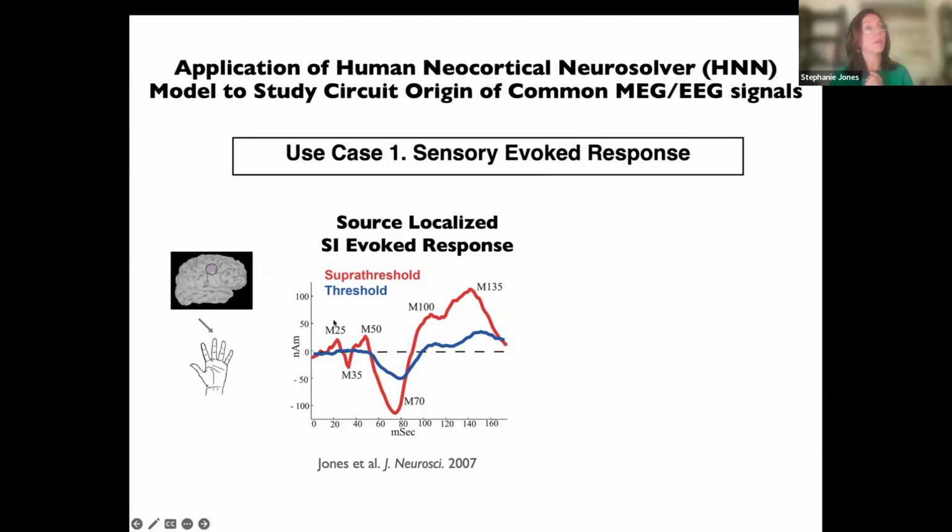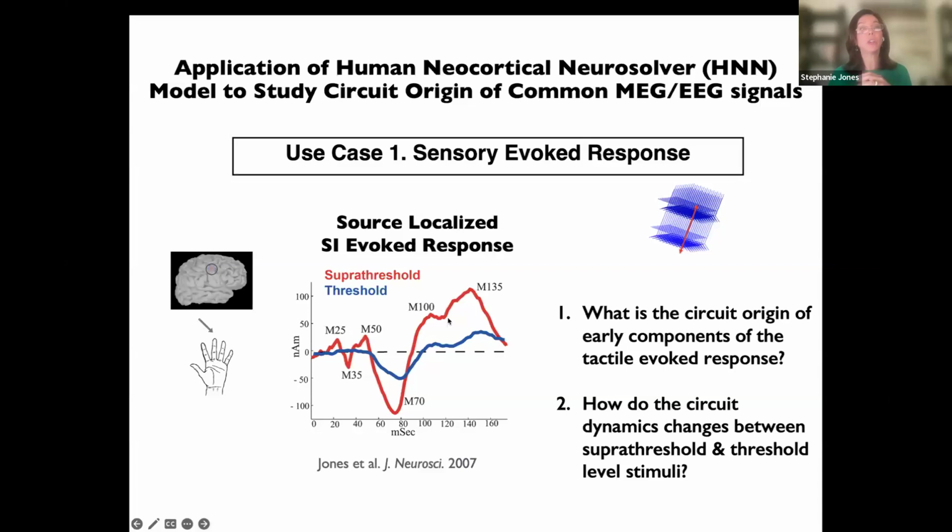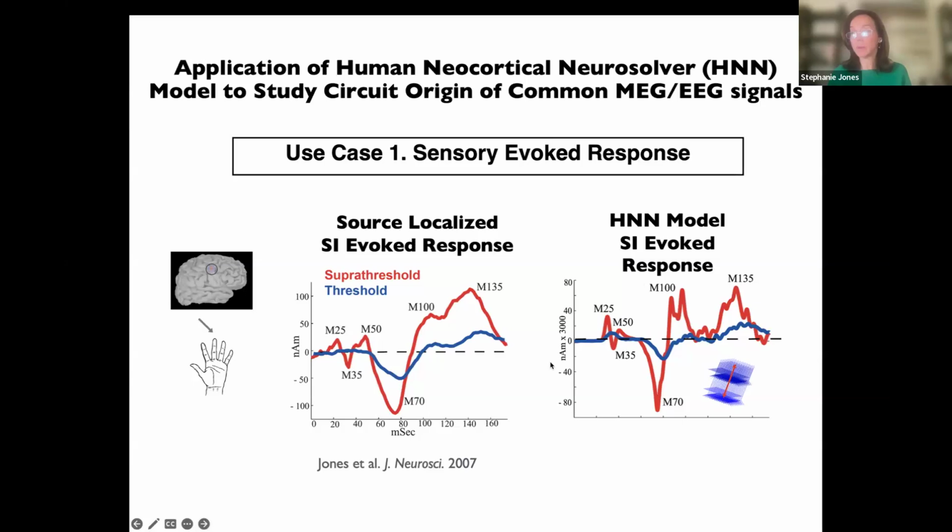So what I'm showing you here is the evoked response from this brief tap to the finger when the subject feels it all of the time, super threshold, and when they feel it half of the time, threshold. And this is source localized to the hand area of S1. And so we used HNN to ask the question, what is the circuit origin of these early components of the tactile evoked response? And how do the circuit dynamics change between this super threshold and this threshold level response? And we were able to reproduce this in our HNN model and develop a lot of predictions on what was going on in the underlying circuit. So that's what I'm going to walk you through. And in the hands-on tutorial, we're going to go through this super threshold evoked response generation.